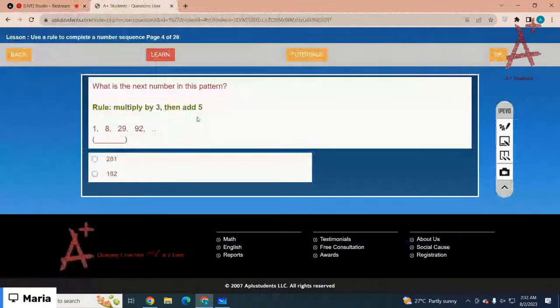What is the next number in the sequence? You have to multiply the previous one by 3 and then you have to add 5. So 92 times 3: 3 times 2 is 6 and 3 times 9 is 27. That would be 276. And when you add 5, yes, very good, that would be 281. So the next number is 281.